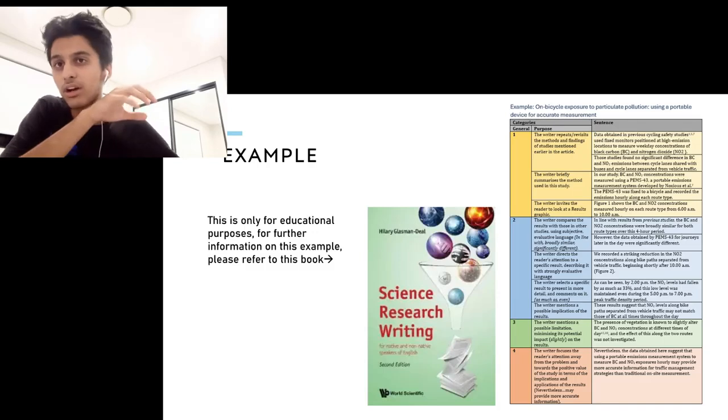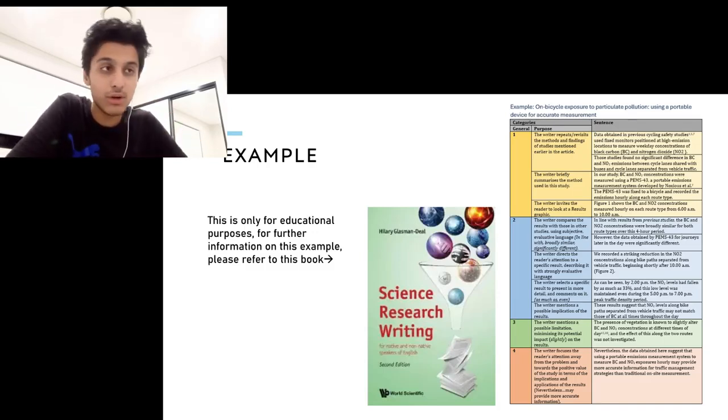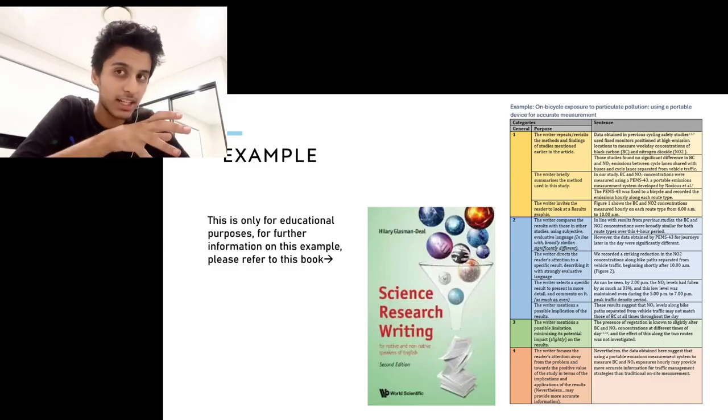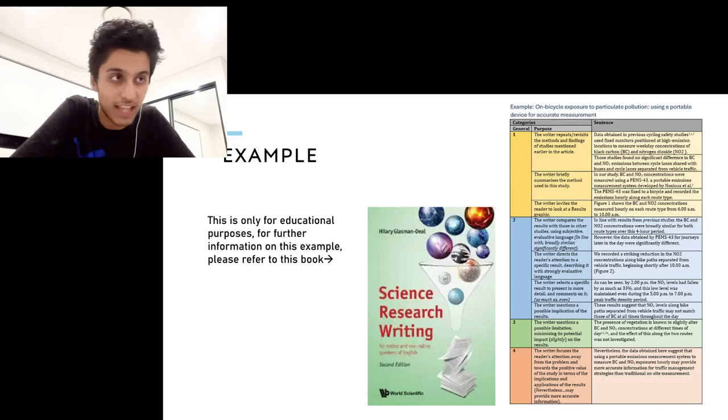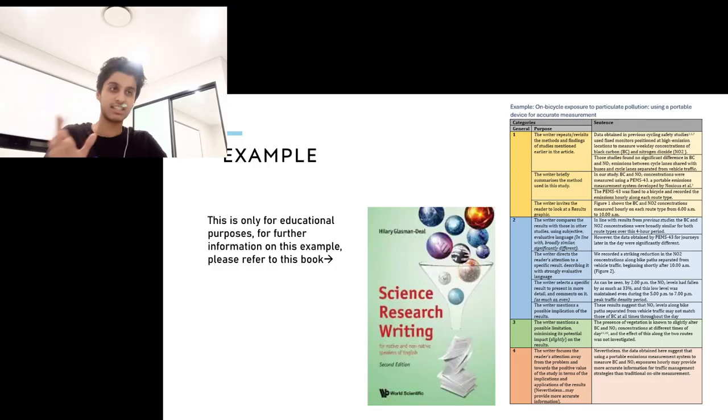Now, you may think, where's the reason? They haven't provided the reason, but they've minimized its impact. They've used evaluative language. They said is known to slightly alter BC and NO2 concentrations. They could have said the presence of vegetation is known to alter BC, and that would have made a big difference. But they said slightly, and that's what makes the difference.